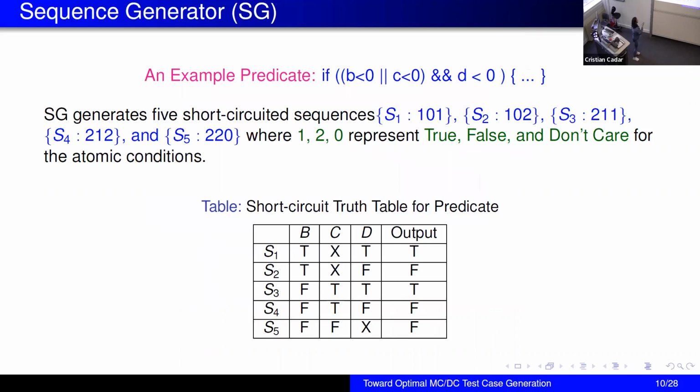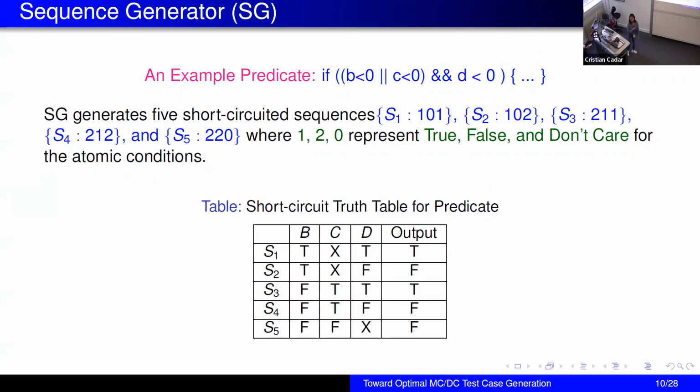So, for example, in this example predicate, where B is less than 0 or C is less than 0 and D is less than 0, our sequence generator has generated 5 short-circuited sequences, since we are using the short-circuited MCDC, S1 to S5. In the first sequence, the values are true, don't care, and true. We represent the true value with 1, false with 2, and don't care as 0.